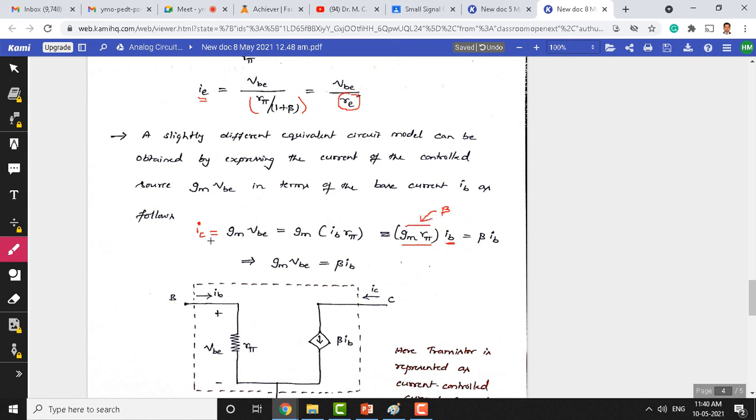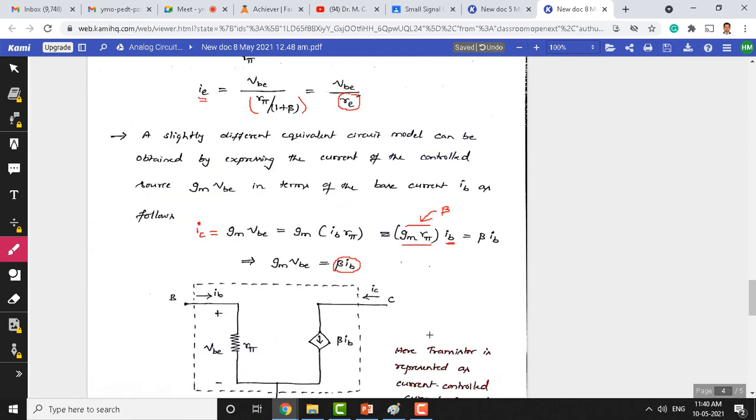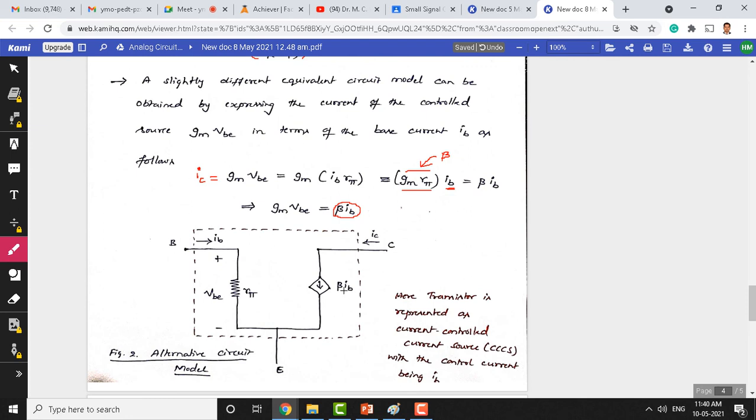So the formula for IC becomes now beta times IB. So we can write this as GM into VB is equal to beta times IB. Now look at the change we have made from the earlier model, version 1, to version 2 here. In version 1, in place of a current source we had the GM times VB, but now this is an alternative model.